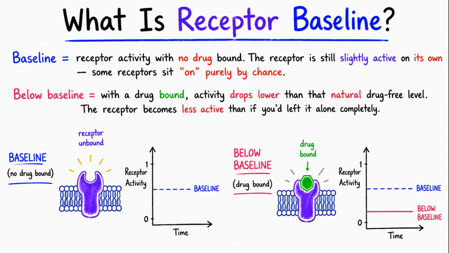Now, below baseline means that with a drug bound, activity actually drops lower than that natural drug-free level, so the receptor becomes less active than it would be if you just left it alone completely, untouched. This will become clearer on the next slide, where we go through the different types of drug effects on receptors, and specifically the inverse agonist effect.